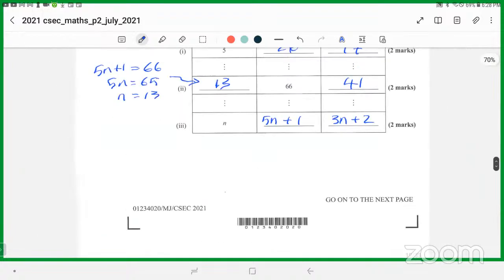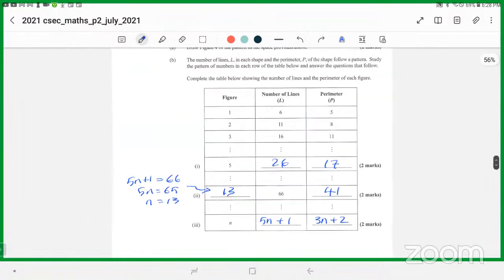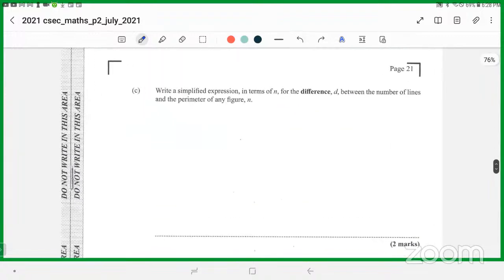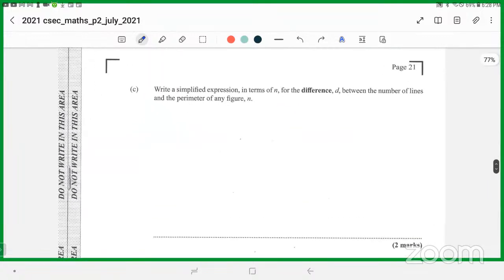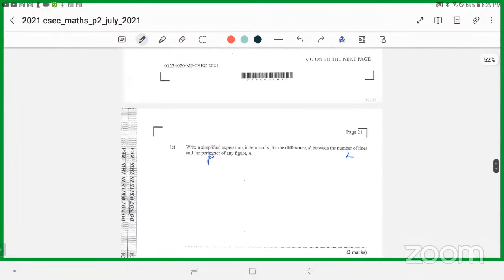So basically I want the difference between these two numbers. That's what I want. They like them more L minus P. Let's make sure. Write an expression for the difference between the number of lines L and the perimeter P. Which one is always larger? This one is always larger than this. So they want L minus P. They want this figure minus this figure. This question is asking us for L minus P.